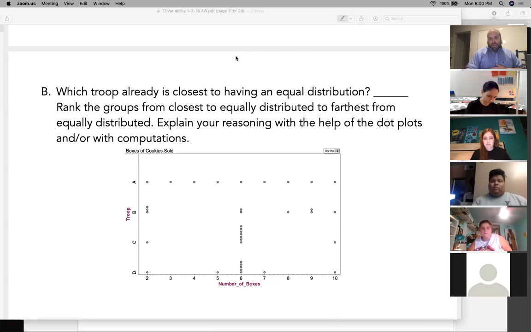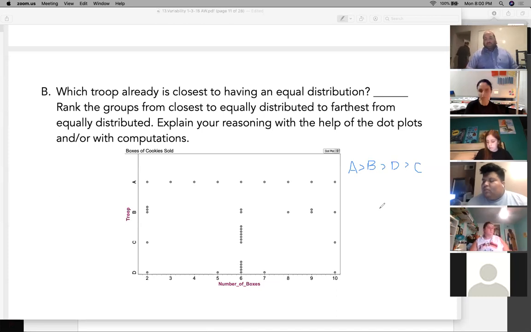A is already equally distributed. B has the most spread. It's got stuff here, here, here, here. Say 5 of the 9 numbers are being used. D has 4 of the 9 numbers being used. And then C has only 3 of the 9 numbers being used. So I claim that it's A, then B, then D, then C.